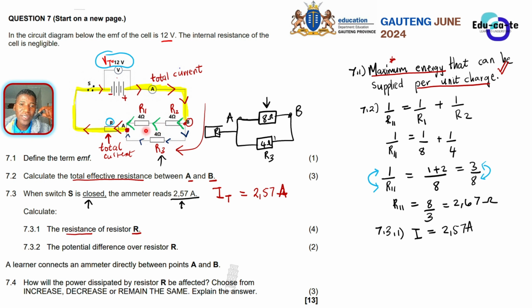Knowing the resistance of the parallel combination, we also know the current that is going through it, so we can calculate the potential difference. Here, we know that this is the total current. If we take the parallel resistance, we found out that it is 2.67 ohms.